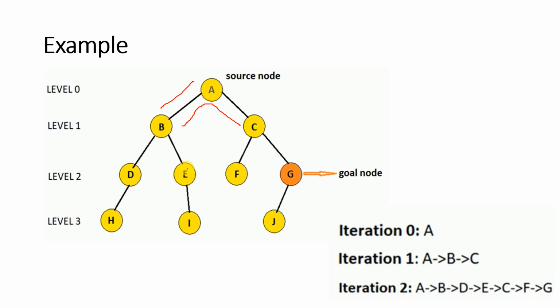Then it increases the depth limit to 2, so it will go A, B, D, then backtrack to B, then E, then backtrack to B, A, then it goes to C, F, that is also not the goal state, so backtrack to C and go to G. Now we reach the goal state. So the path is A, B, D, E, then C, F, G. So that is the final path.